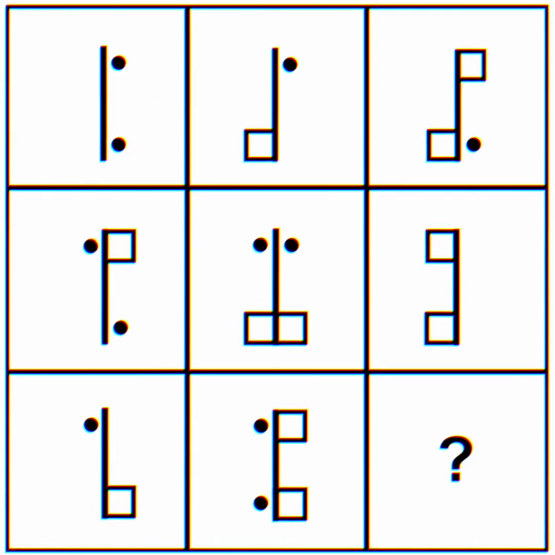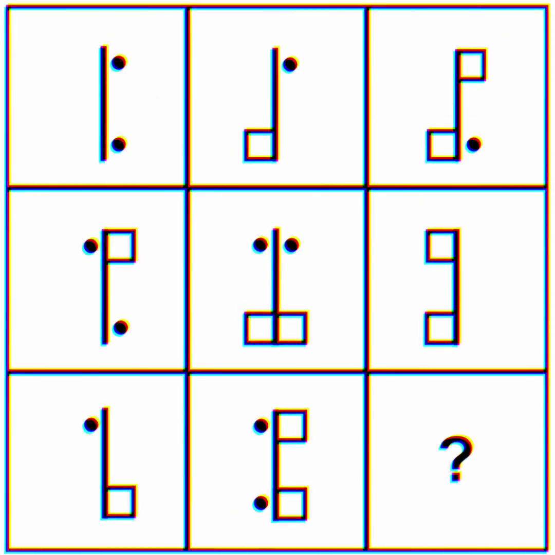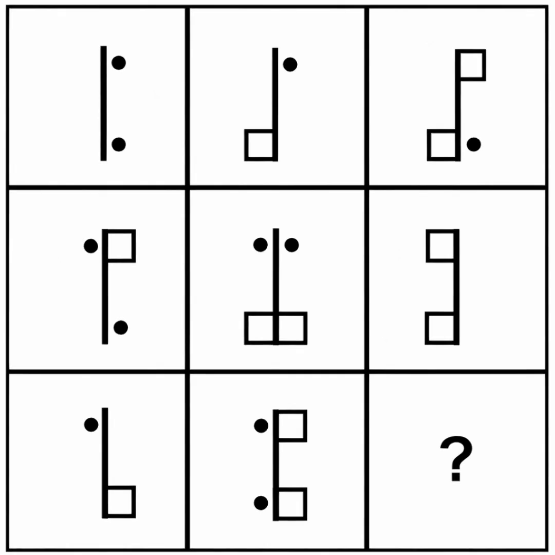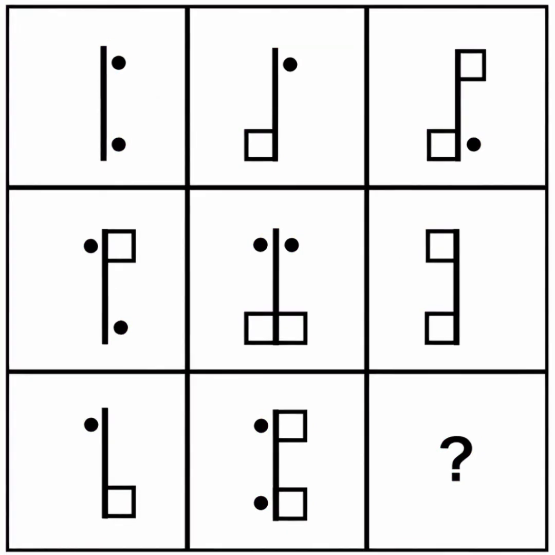Instead of looking at the shapes individually, you begin looking at how they move. Every square in this puzzle contains the same basic elements: a vertical line, dots, and small squares. At first, these symbols appear randomly placed, but when you examine the grid more carefully, a pattern begins to appear. The key insight is that every row follows the same rule. The third image in each row is created from the first two, but not by copying them directly. Instead, the elements shift positions along the vertical line.